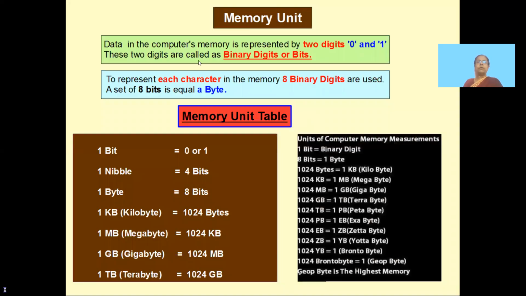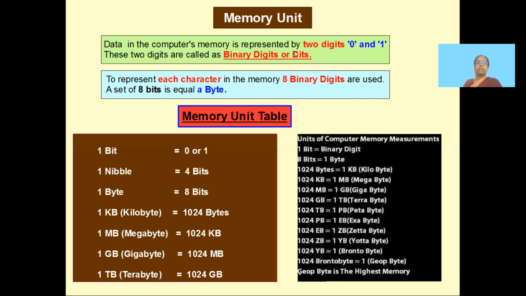As I told you, the computer memory is represented as zeros and ones. They have two digits, zeros and ones. If anything is fed into the computer, it is fed with the numbers zeros and ones. 0 and 1 are binary digits, and in computer language they are called bits.